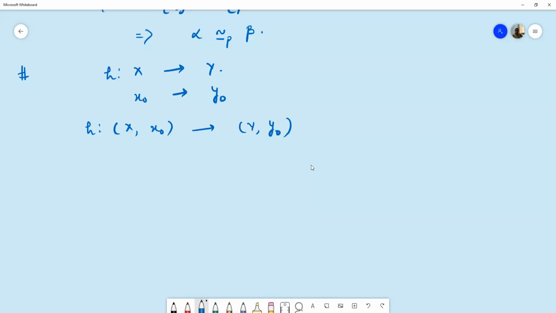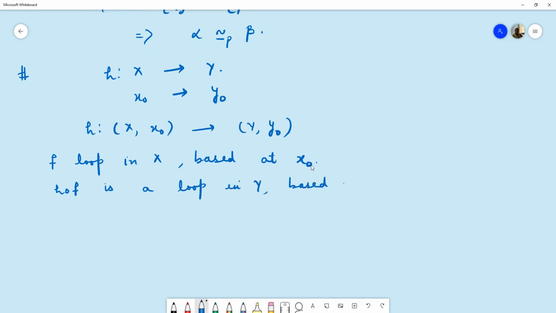And if f is a loop, let us take f, which is a loop in X based at point x naught, then what is h circle f? The composition map. Then this will be a loop in space Y, and it will be based at y naught.